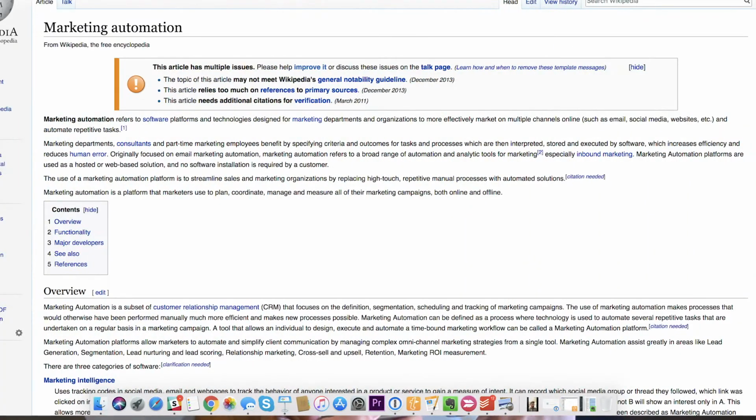So, what is marketing automation? Now, before I break down what I want you to think about it, let's see what Wikipedia has to say. Marketing automation refers to software, platforms, and technologies designed for marketing departments and organizations to more effectively market on multiple channels, such as email, social media, websites, etc., and automate repetitive tasks. Here's the thing though, if you think marketing automation is only about the software like Infusionsoft, Entreport, or ActiveCampaign, you are selling yourself so short.